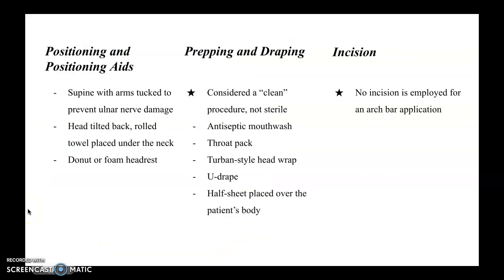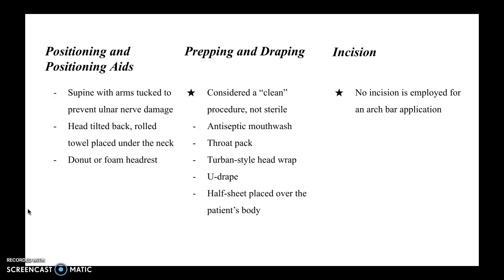So positioning and positioning aids, the patient is going to be supine with their arms tucked. Their head will be tilted back and a rolled towel will be placed underneath their neck to hyperextend the neck a bit. There will also be a donut or foam headrest. The surgeon typically stands at the head of the bed, obviously. So the table will probably be reversed for anesthesia.